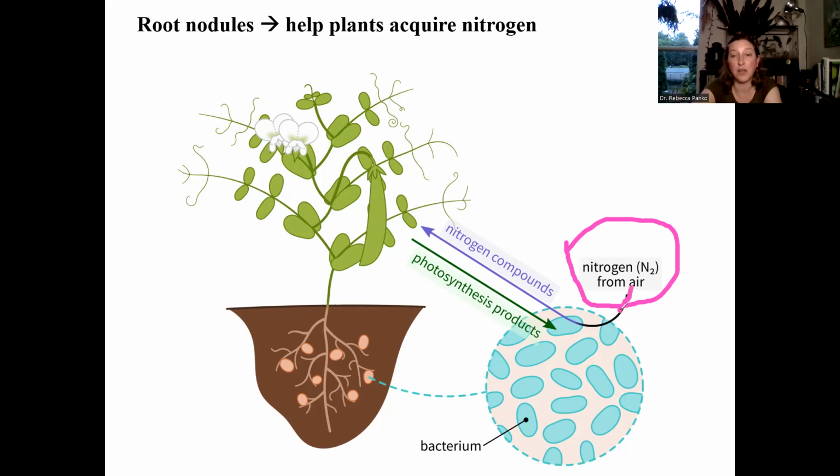So the bacteria that live in the root nodules can take the nitrogen from the air and turn it into a type of nitrogen that plants can use. See, this is all happening down here in this little nodule. And so the plants are like, yay, thank you for the nitrogen. Here's some sugar. And so the plants give the bacteria sugar in return.